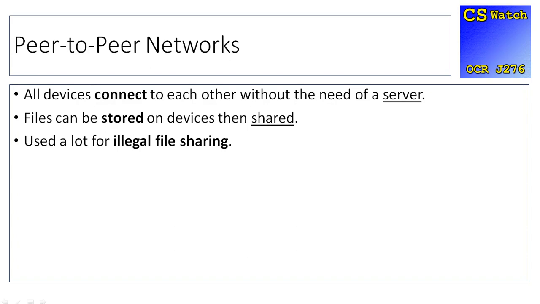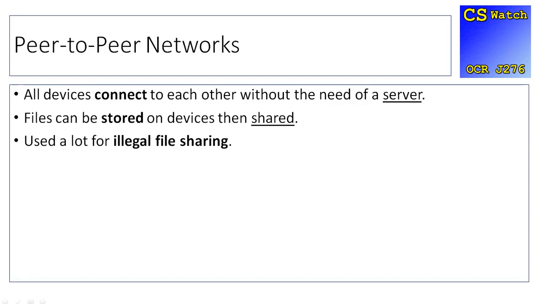Peer-to-peer networks, on the other hand, all devices connect to each other without the need of a server. So each device can connect to each other, each device can see each other. A file can be stored on one device and then shared between the others. It's used a lot for illegal file sharing.